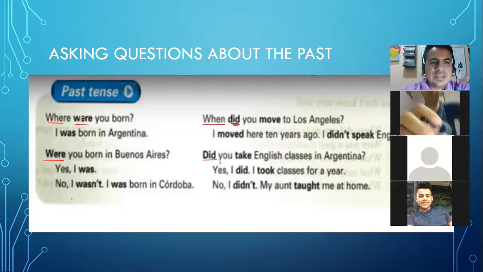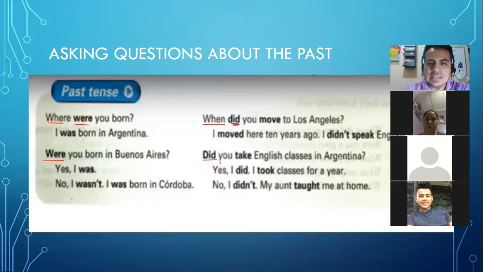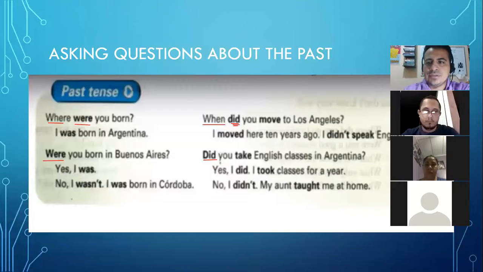So let's read the examples. Where were you born? Were you born in Buenos Aires? When did you move to Los Angeles? Did you take English classes in Argentina? Okay. So we have two categories, categoría, right? We have WH and yes or no questions. All right, so let's look at the examples.